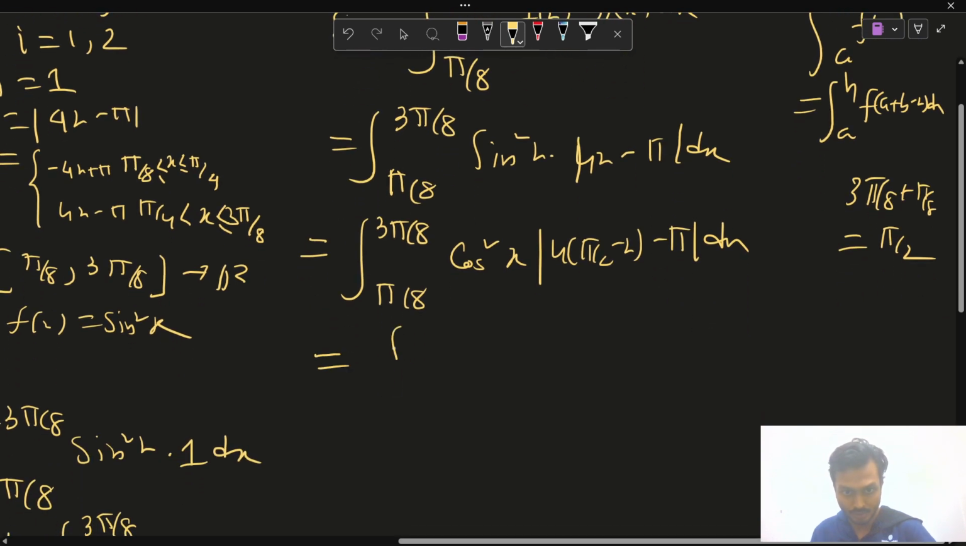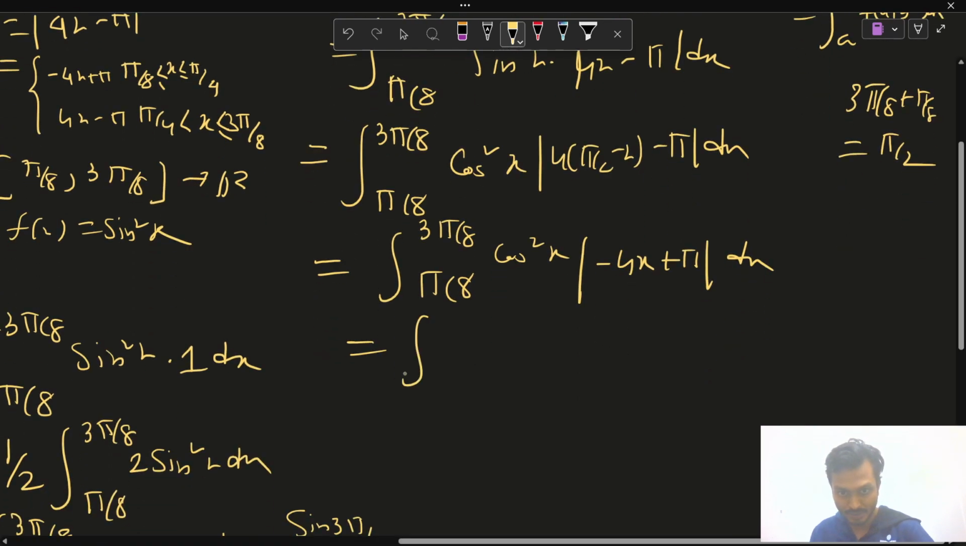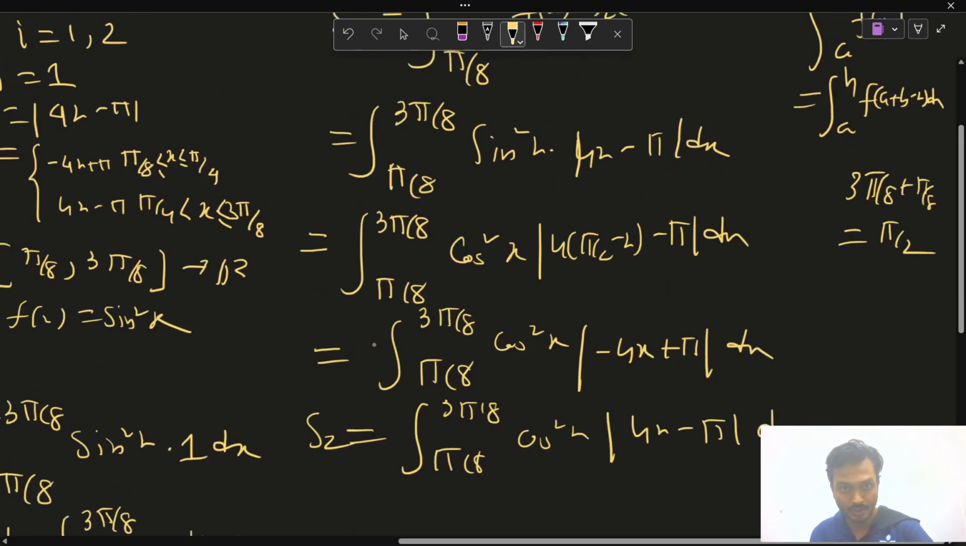So this is equal to integration pi by 8 to 3 pi by 8 cos square x, and this is minus 4x, 2 pi minus pi, that means pi, dx. So this can be written as pi by 8 to 3 pi by 8 cos square x into (4x minus pi) dx. Now this is also S2 and this is also S2.